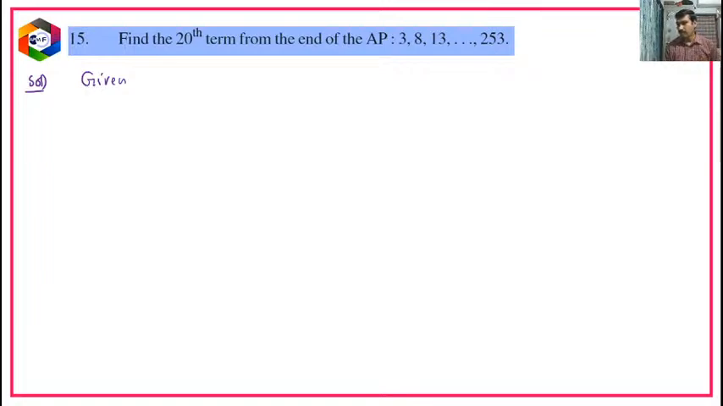So what is the AP here? 3, 8, 13 and so on. The ending one is 253. This is the arithmetic progression. So 3 is the first term, 8 is the second term and 13 is the third term, like that. If we observe here, 5 is the increment, and it keeps increasing by 5.